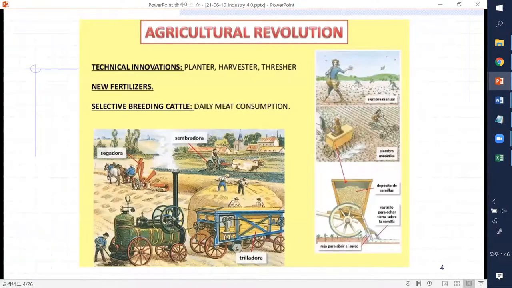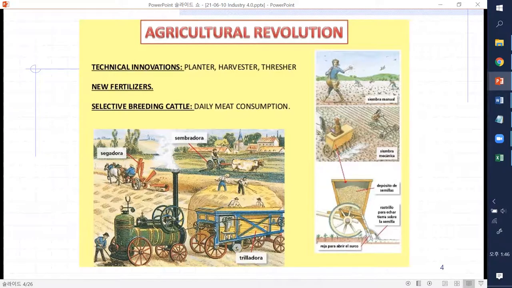All right, so at the beginning, before Industry 1.0, there was an agricultural revolution. And technical and chemical and also cattle, biological. So technically, the planter, harvester, and thresher are used. On the right-hand side, you see the technologies and devices. The first one is a sembra, manual. It is for planting.